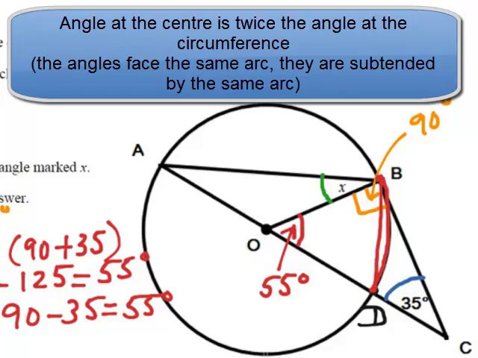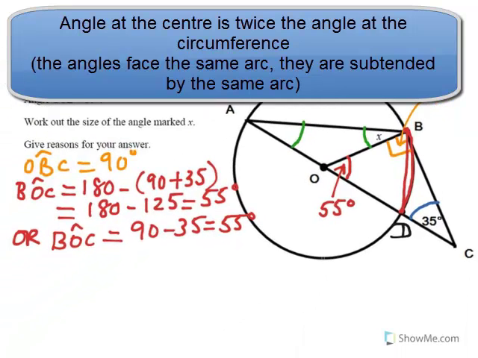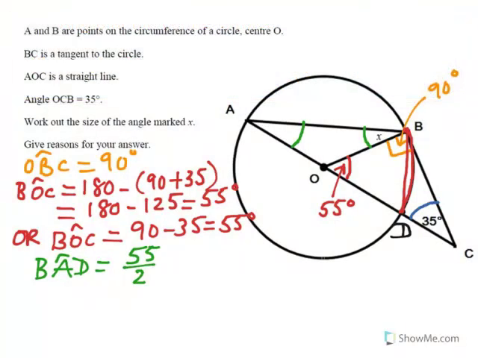So, which angle at the circumference is also facing that arc? We say it's subtended by the same arc. Can you see which one it is? Well, it's the angle BAD, this one here. So that 55 degree angle is twice the angle BAD. So we can write BAD is 55 divided by 2, because it's half of it, which is 27.5 degrees. So we can put in here 27.5 degrees.